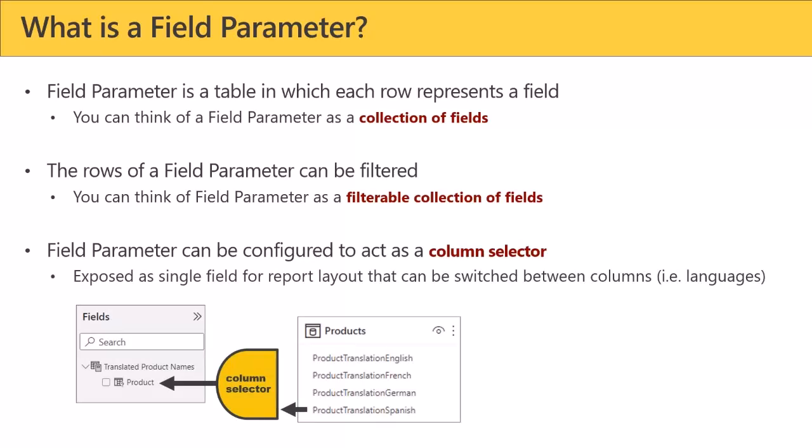Now, what's nice is that the field parameter can be configured to act as a column selector. So the idea is that the field parameter will show up as a table in the fields list for report designers, and we will give them a single field, product, that they will drop on a report surface. But behind the scenes, we have this really cool control to swap out what the language is behind there. And what we want to be able to do is set the language at report load time, after I figure out whether the user speaks English or Spanish or French.